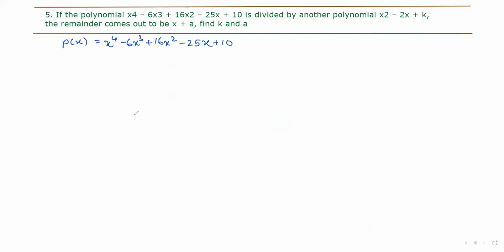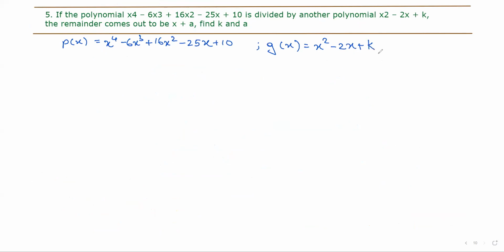Next question. If the polynomial is divided by another polynomial, the remainder comes out to be x plus a. Find k and a. K is a constant of the second polynomial. You're dividing the first polynomial with the second polynomial, which means the given second polynomial is the value of your g of x, x squared minus 2x plus k.